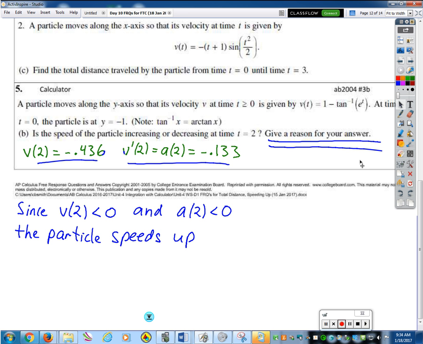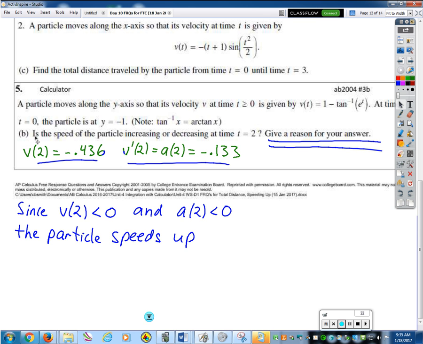So they want to know if the particle is speeding up or slowing down. I believe we talked last time about the fact that if I want to know if the particle is speeding up or slowing down, I first have to know how fast the particle is going. So I found the velocity. I simply put this formula in my calculator and then found the value of that formula at 2. I'd be glad to show it again if anyone wants to see me doing that.